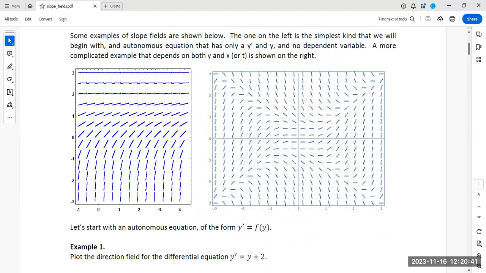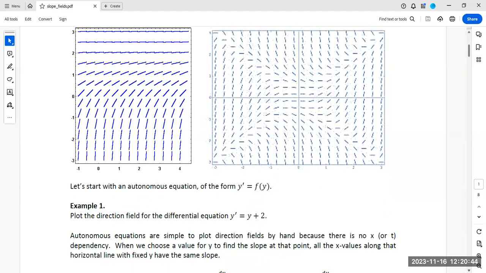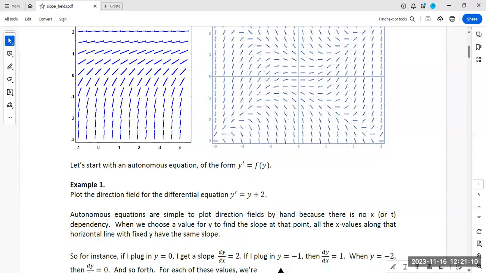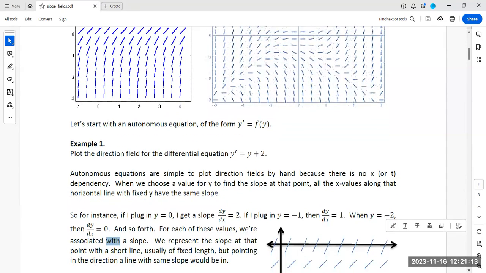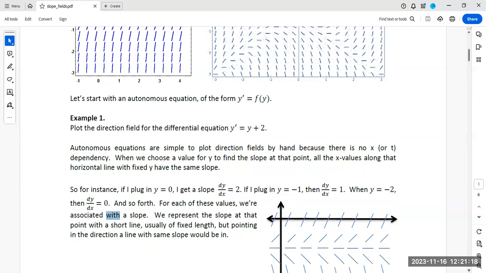So let's look at a particular example with an autonomous differential equation. An autonomous differential equation is an equation where we have the derivative and it's equal to just properties of the function itself. So again, there's no explicit appearance of x or t in our equation. So an example would be something like y prime is equal to y plus 2. This does not have to be linear to be autonomous, but for the sake of simplicity, I decided to start with a nice simple linear one.